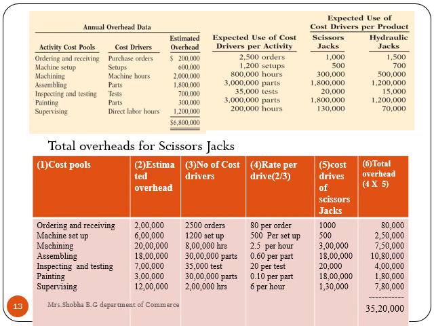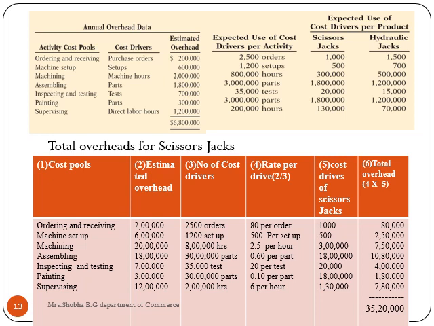Now coming to the third column, number of cost drivers. This is also given in the problem, that is the estimated number of cost drivers. The same thing we are going to copy, that is 2500 orders, 1200 setups, then 8 lakh hours, then 30 lakh parts, 35,000 tests, 30 lakh parts and 2 lakh hours.